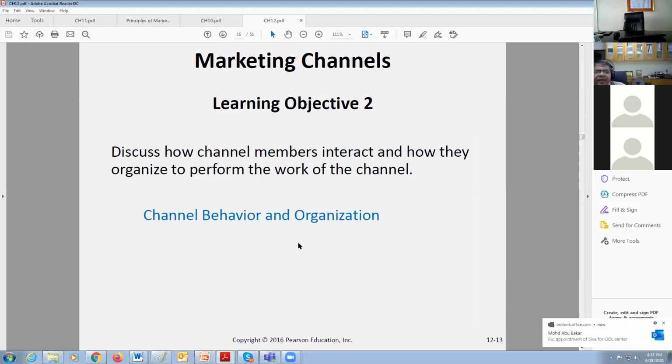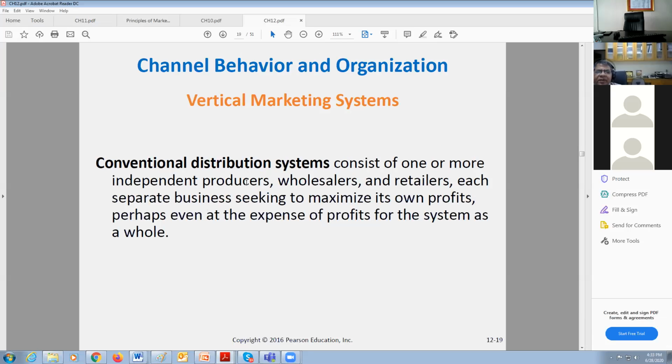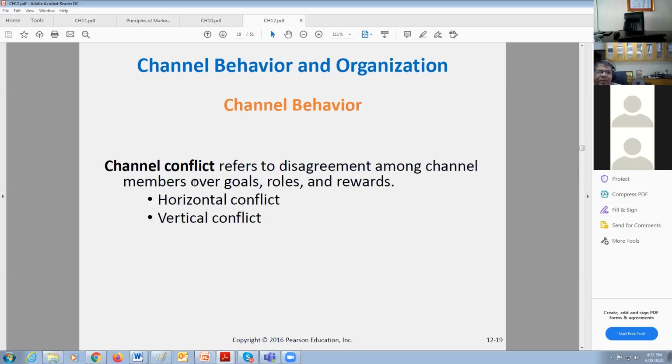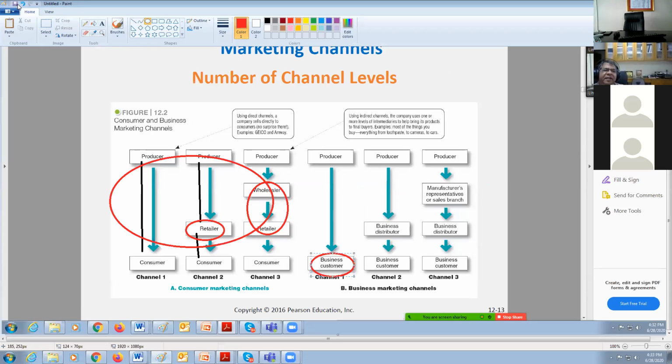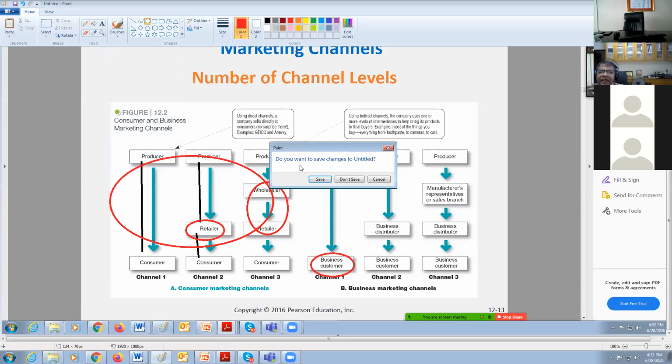Now, how channel members interact and how they organize to perform. This is channel behavior. Channel conflict is disagreement among channel members over goals, roles, and rewards. Now, vertical marketing system. What is the vertical marketing system? That needs to be understood very clearly.